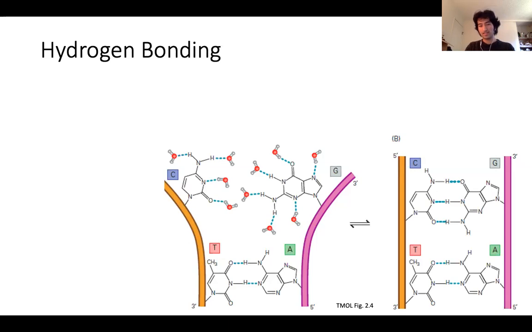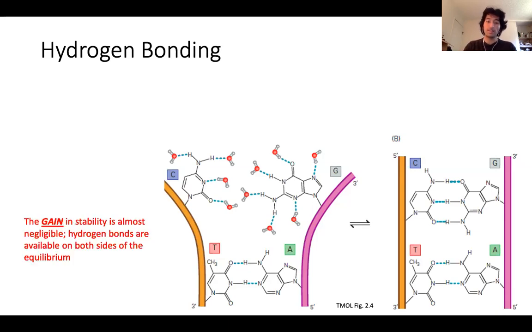And so what this tells us is that if hydrogen bonding is essentially on both sides of the equilibrium, it cancels out when it comes to the energy contribution to stability. Essentially the gain in stability from hydrogen bonding is almost negligible, because you have hydrogen bonding before DNA double helix formation and also after it, so it's not the main driver of the DNA helix forming. However, hydrogen bonding still serves a pretty important purpose in forming the DNA double helix. Does anyone want to guess why hydrogen bonding is still important, even though it's necessary but insufficient?